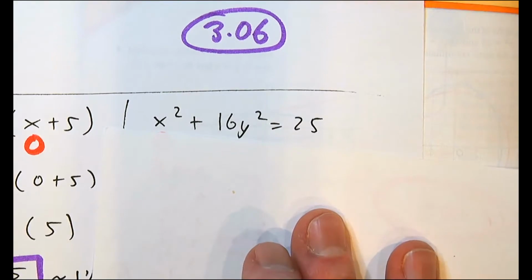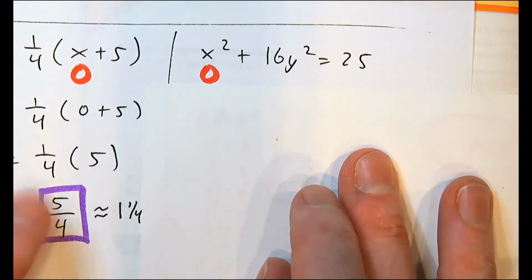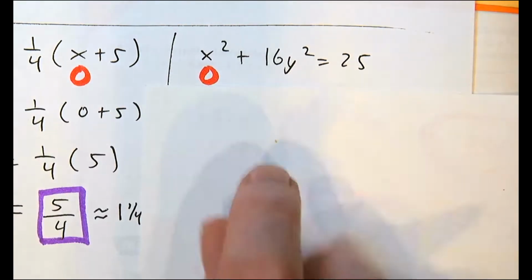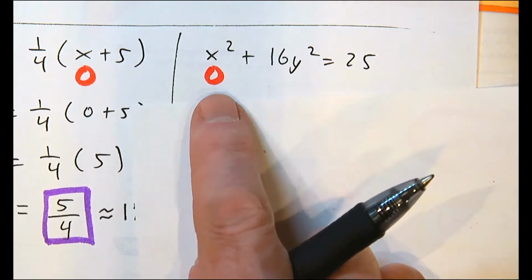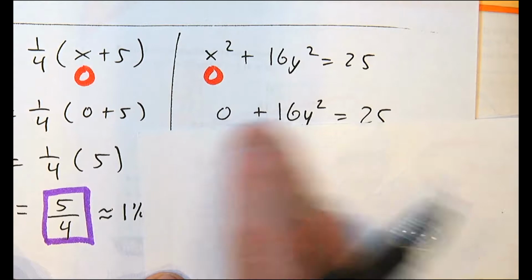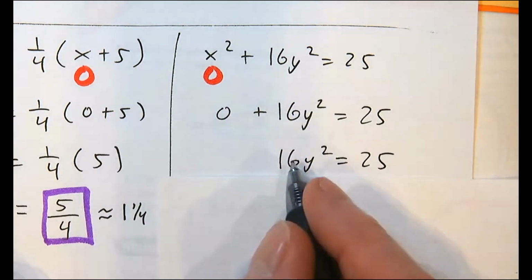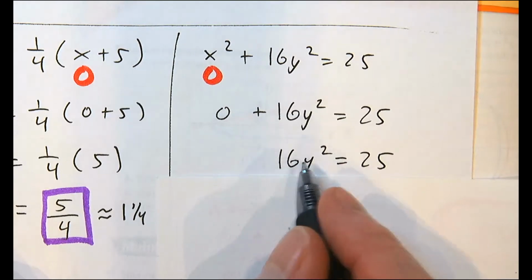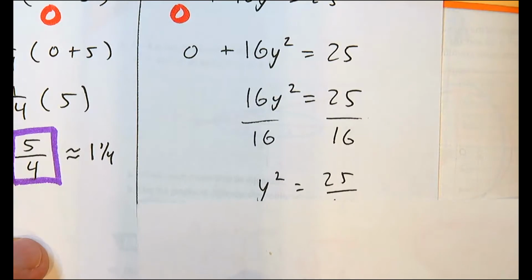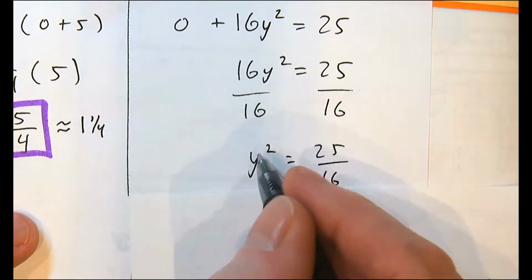Here was the ellipse. So I put in 0, and let's see if I get the same answer, just to make sure they both have the same answer, that they really cross there, they intersect there. Okay, so I put in 0. 0 squared is 0, so that's gone. How do I solve that? Well, divide by 16. Cross that out. So now I got y squared is 25 over 16.